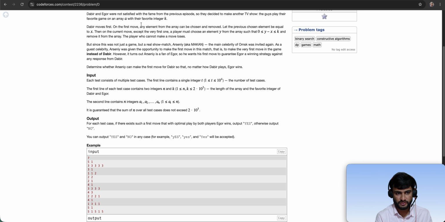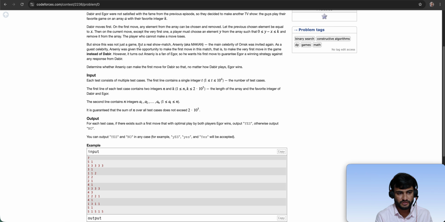Dabir moves first. On the first move, any element from the array can be chosen and removed. Let the previous chosen element be equal to x. Then on the current move, except the very first one, a player must choose an element y from the array such that y minus x belongs to [0, k], and remove it from the array. The player who cannot make a move loses.